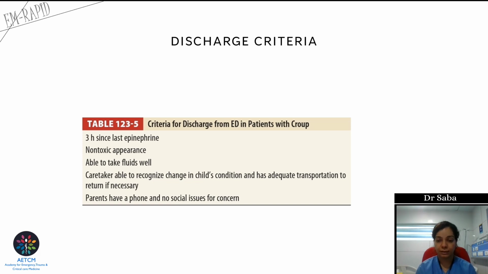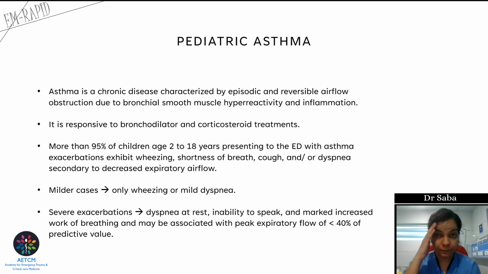In those cases, we will discharge most cases of croup unless the child is having severe or life-threatening croup. Even moderate croup can be discharged, provided these criteria are met. So this concludes croup. Moving on to our last topic, pediatric asthma.